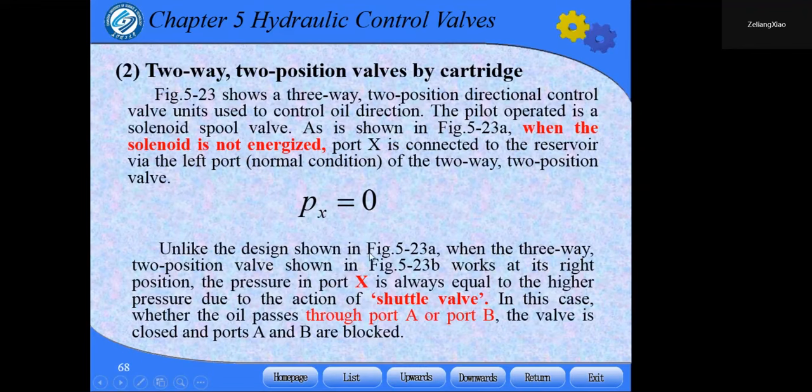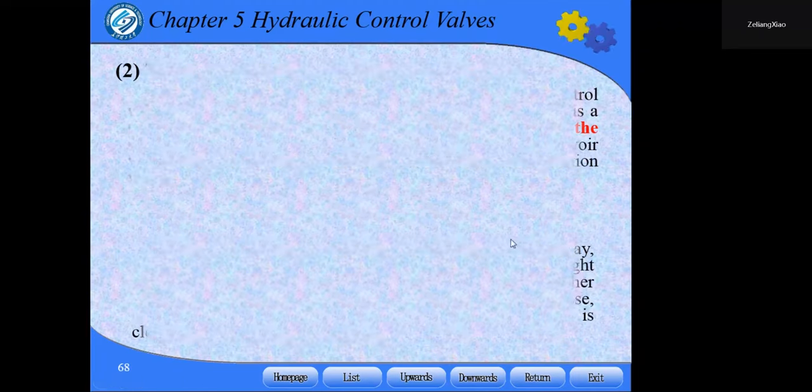Unlike the diagram shown in figure 3A, when the 3-way two position valve works at the right position, the pressure input X is always equal to the higher pressure due to the action of the shuttle valve. In this case, whether the oil passes through the port A or port B, the valve is closed and the ports A and B are blocked.